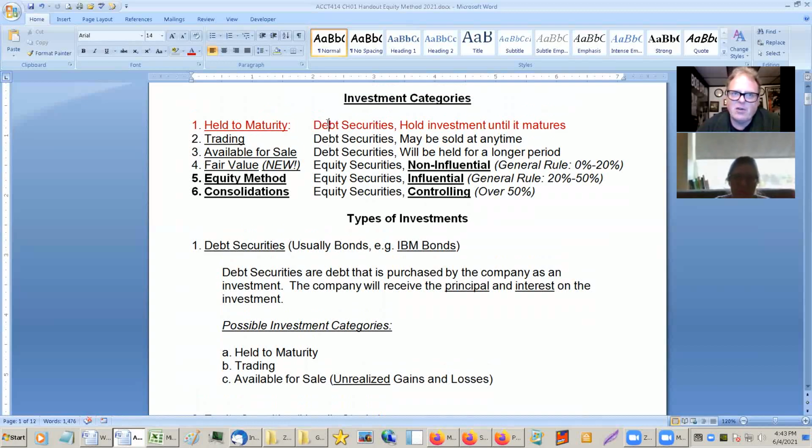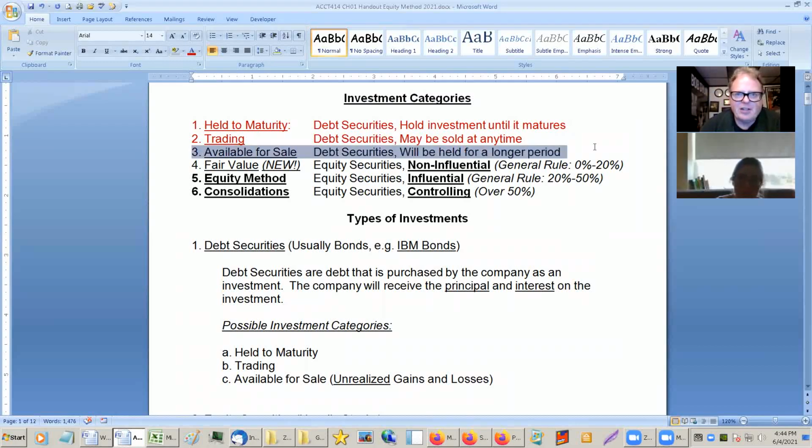So held to maturity. Now this is only for bonds and debt securities because stock doesn't have a maturity. You can hold an IBM stock theoretically forever, even pass it down to your children and all that kind of stuff. So because stock doesn't have maturity, we're only talking about debt securities. So these are things they can hold until they mature. Trading is when they're available to be sold at any time, and usually this is based on the market. If these bonds go up to this, we're selling. So they can be sold at any time.